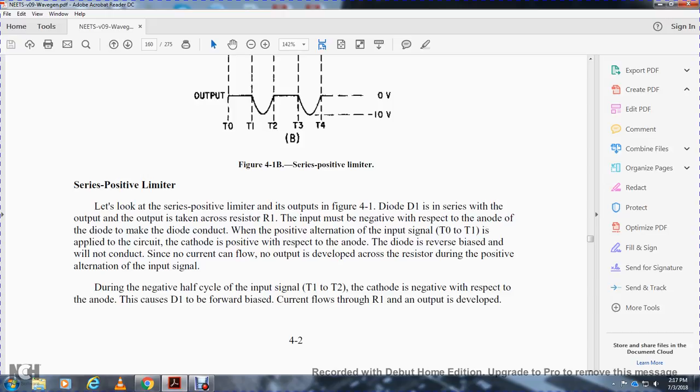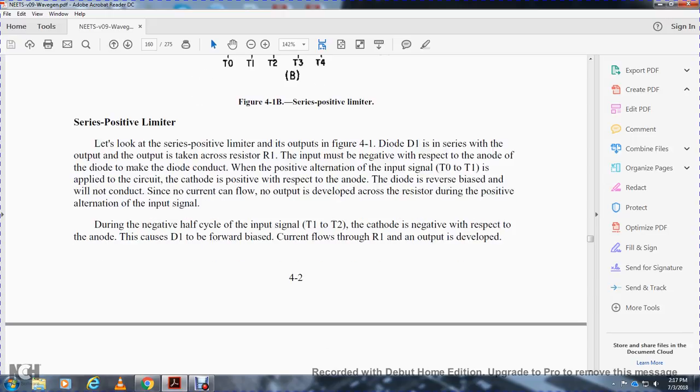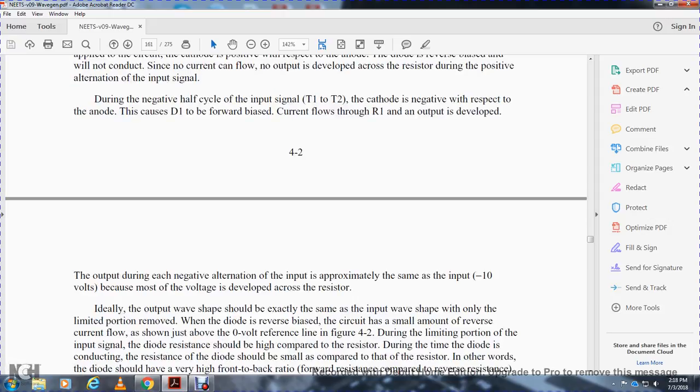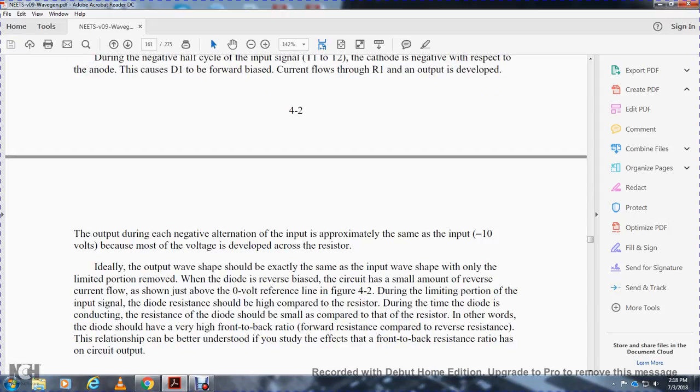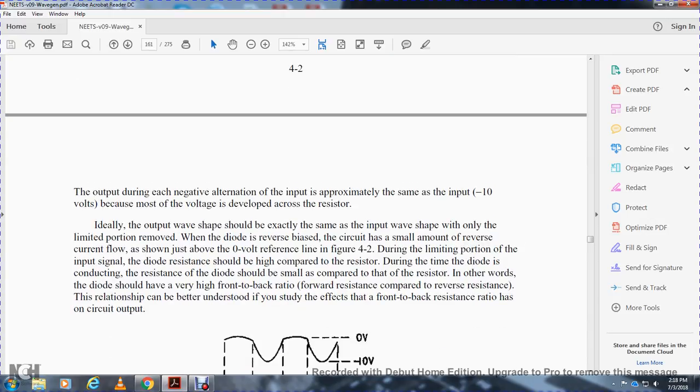During the negative half cycle of the input signal, in the time interval time 1 to time 2, the cathode is negative with respect to the anode of the diode, so the diode is forward biased and current will flow. The output is developed across resistor 1. Output during each negative alternation of the input is approximately the same as the input, with negative 10 volts being the most voltage that drops across the resistor. Ideally, the output wave shape should be exactly the same as the input wave shape, only with the limited portion removed.